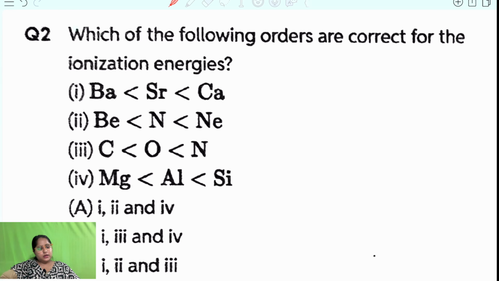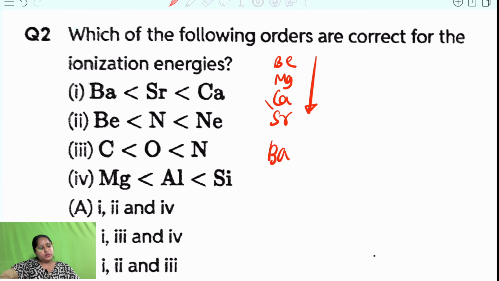Now which of the following orders are correct for the ionization energy? Let us see: barium, strontium and calcium; beryllium, magnesium, calcium, strontium. Down the group ionization energy decreases. So calcium, strontium and then barium, this is right. They are asking correct only, so the first is correct.